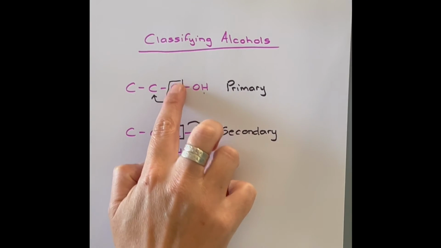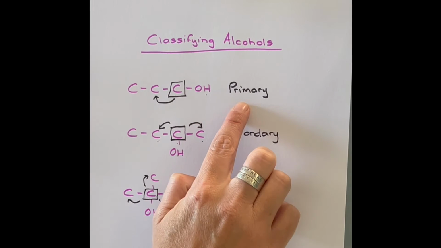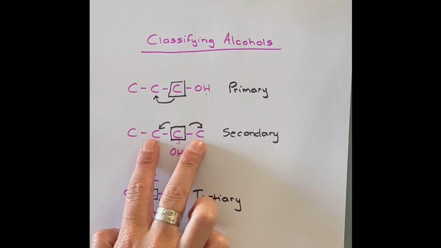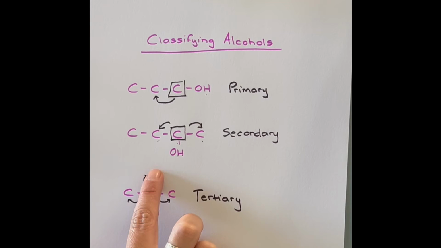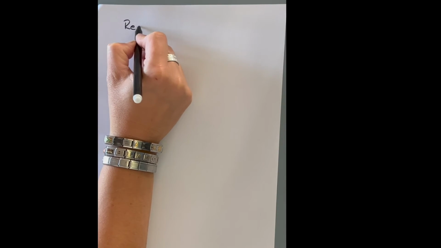Okay, so classifying alcohols. We're focusing on the C that's holding the OH. If the C is holding onto one other C, it's called primary. If it's holding onto two other C's, it's called secondary. And if it's holding onto 3 C's, it's called tertiary. Okay, so important: classifying alcohols. Now we're going to go into our reactions, and there are quite a few reactions with alcohols. So the first thing that we need to know is, so we'll go reactions.